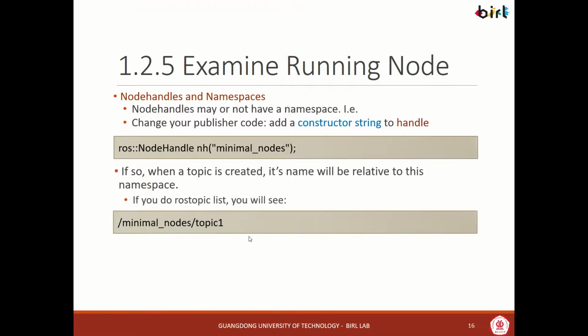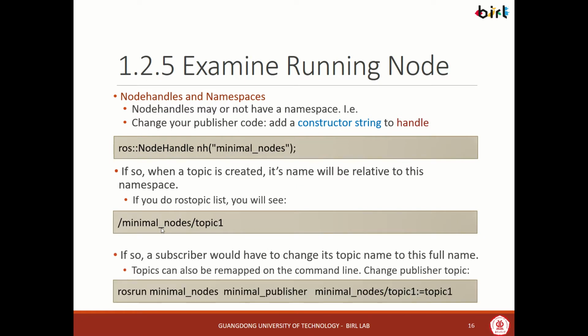The next thing I need to do is make or compile that node. And after I do that and run the code, when we do ROS topic list, you will see this description for the topic.